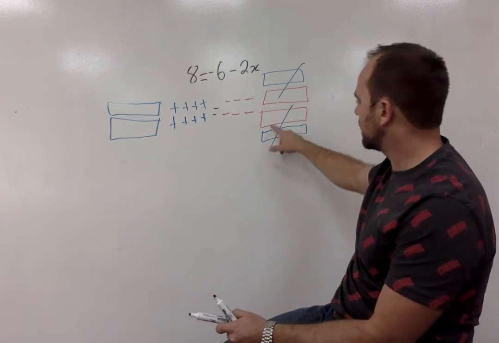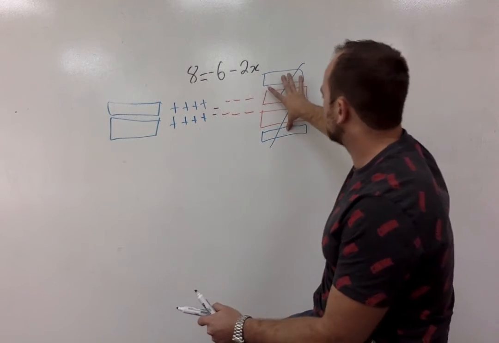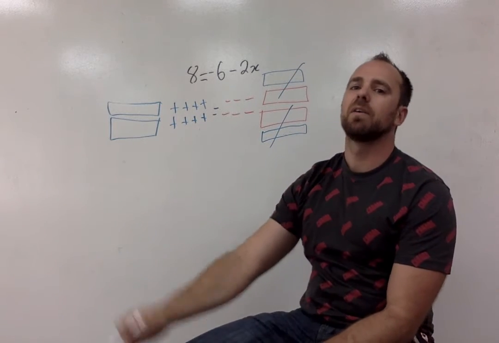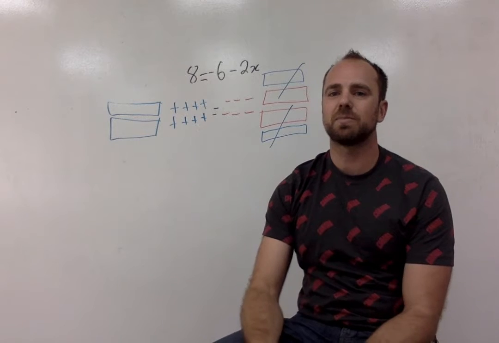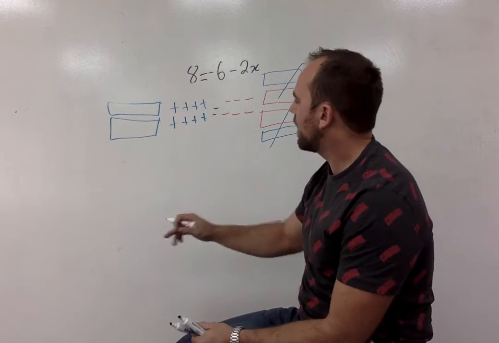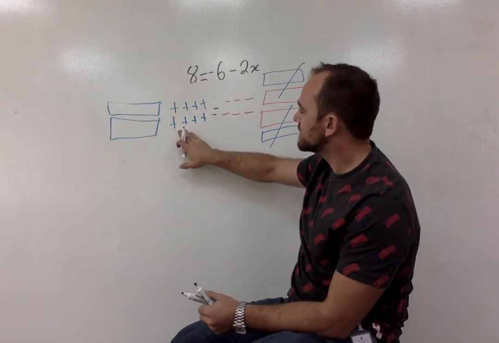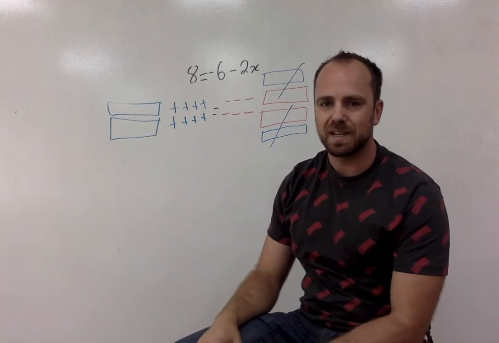Then I have another negative x and a positive x. But I added 2 here, so I have to add 2 over here. Now I'm getting so much closer to being able to solve this problem. Now I've got positive 2x plus 8 equals negative 6.